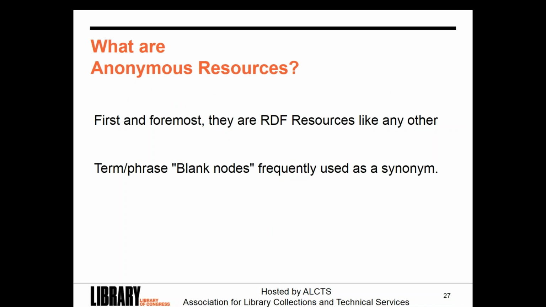One of the things to know about anonymous resources is they are RDF resources like any other RDF resource. The term or phrase blank nodes is frequently used as a synonym for an anonymous resource. In short, an anonymous resource, as the name would suggest, has no identity or has no clearly defined identity. It certainly doesn't have a strong identity. And that is to be contrasted against resources that have a clear identity or otherwise have strong identity.